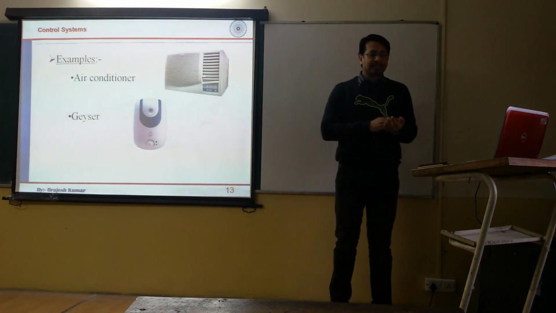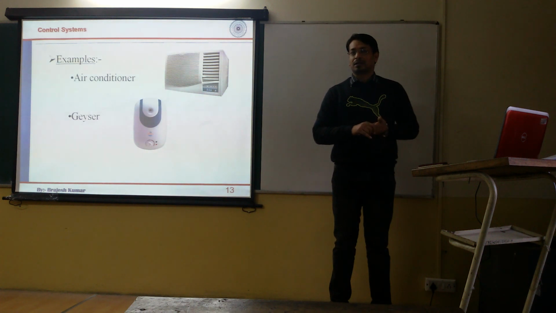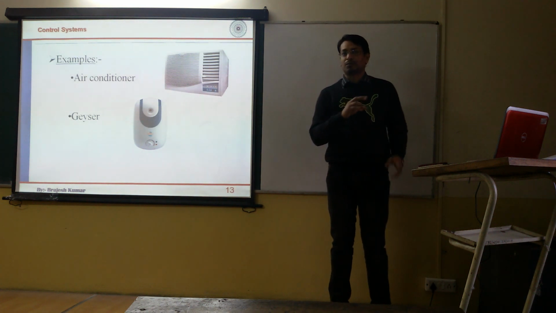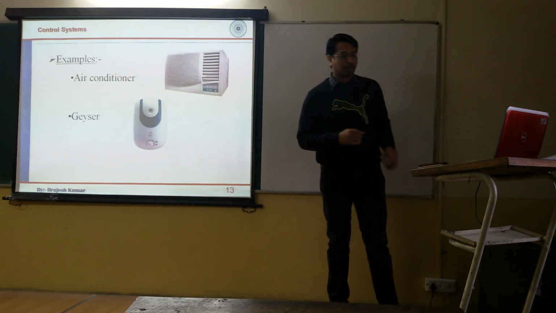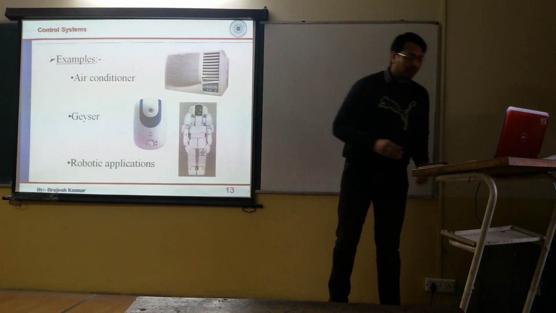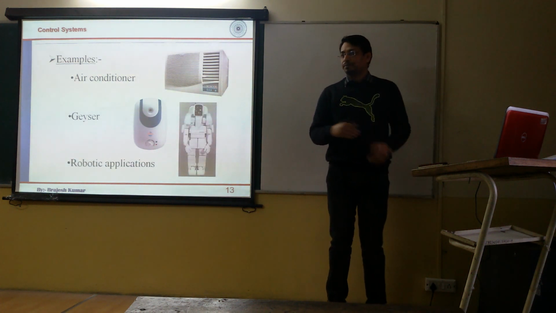The second example you can take is an electric geyser. This was of course better than the previous version of the immersion heater, because here there is a temperature feedback sensor which senses the temperature, and if the temperature of the water inside the tank crosses your set point, it cuts off the power supply. Suppose you have set the geyser at 60 degrees centigrade or 80 degrees centigrade. After that, the power supply will be cut. So it is a closed loop control. Some robotic applications.